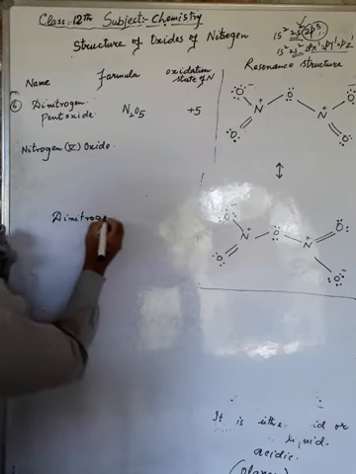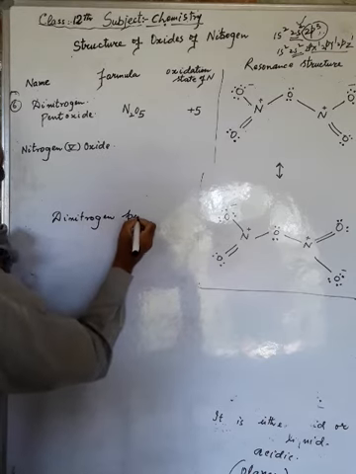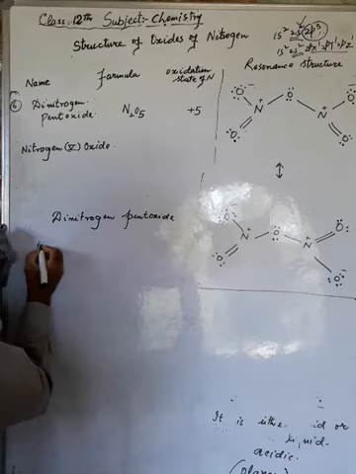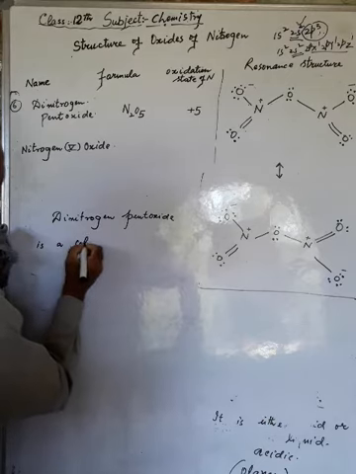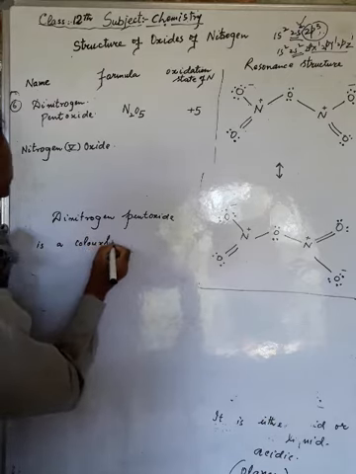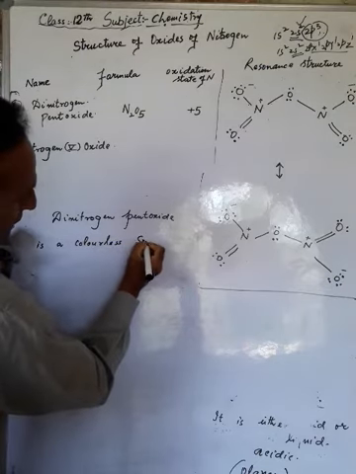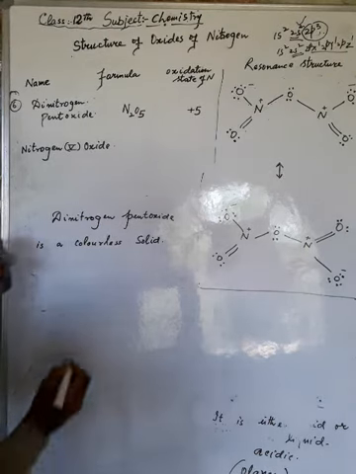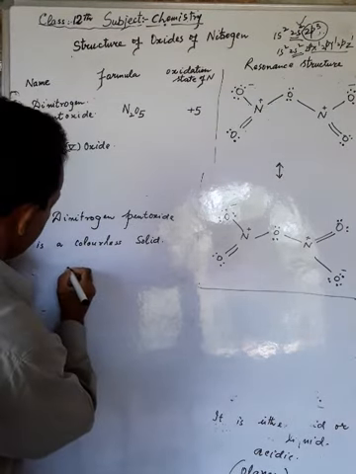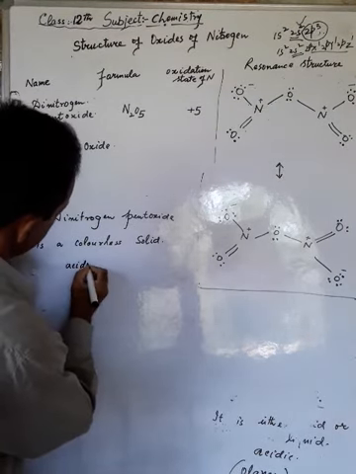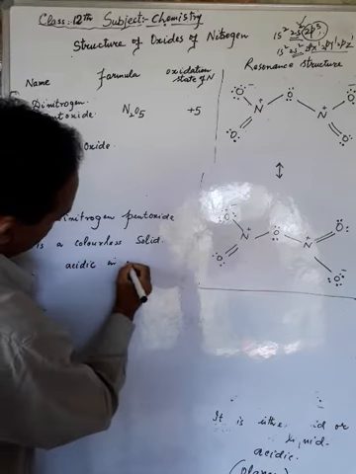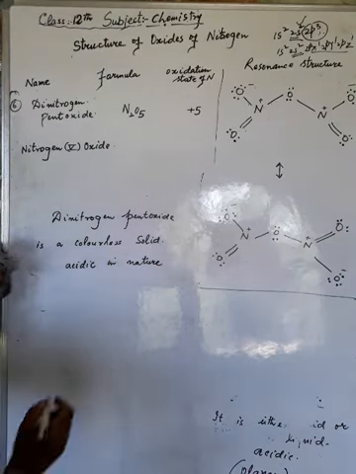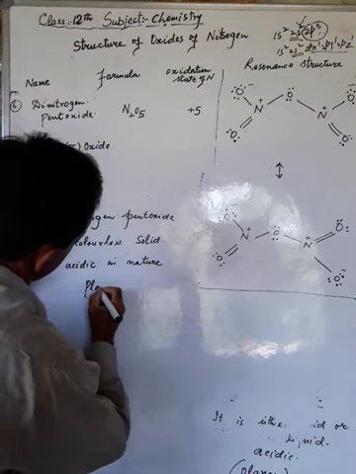डाइनाइट्रोजन पेंटाऑक्साइड is a colorless solid, acidic in nature and has planar structure.